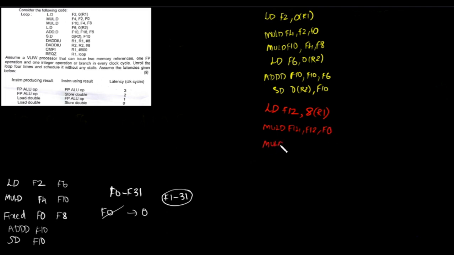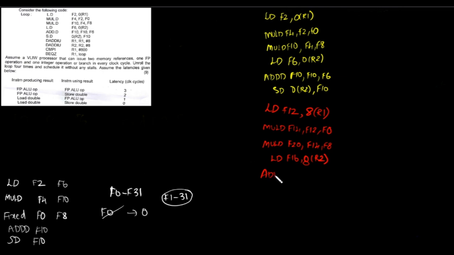Then mul F20 comma F14 comma F8. Then LD F16 comma, it's like copying. You can just blindly see here. Instead of putting 0, you should put 8. We should also be careful to adjust our displacement.